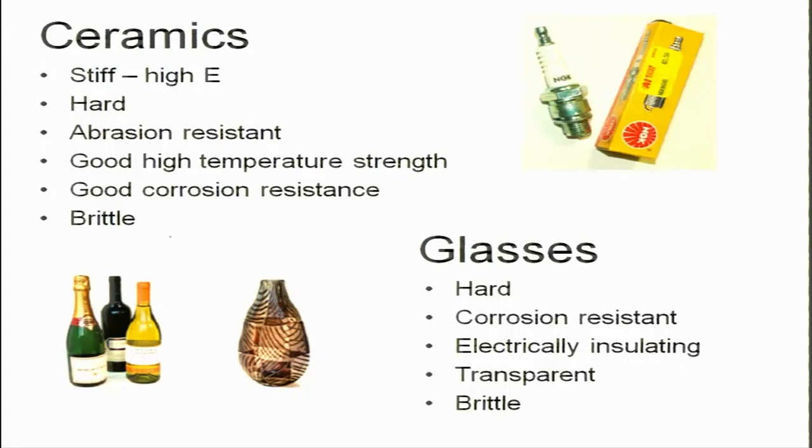Glasses, on the other hand, are hard. They are corrosion resistant. They are electrically insulating. They are transparent. So these are some good attributes of glasses. Very similar to what you have in ceramics, but they are also brittle. So this is again a problem with glass.